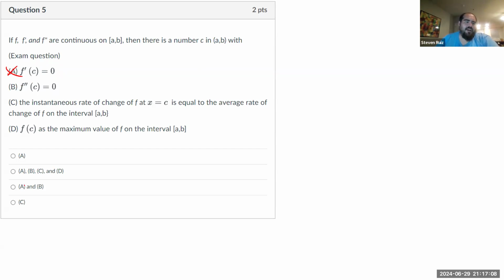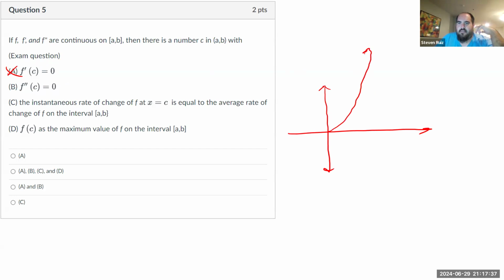So I'm looking at my choices. I might be done, because eliminating A means the only thing that's left is C. But let's make sure. I think for the exact same reason I just said, f double prime of C is equal to 0 is not guaranteed. Let me draw a graph here to kind of refute both of these points. What if I have a graph that looks like this? Actually, that's not even convincing enough.